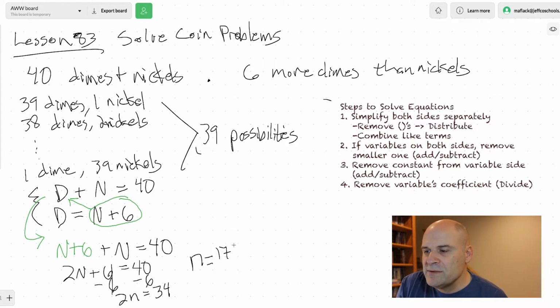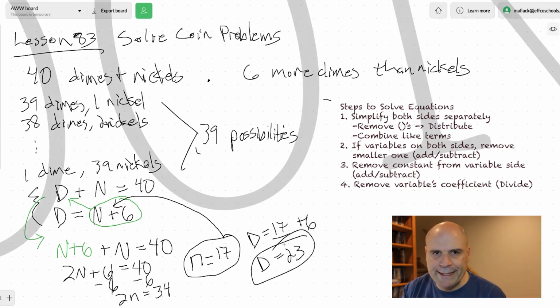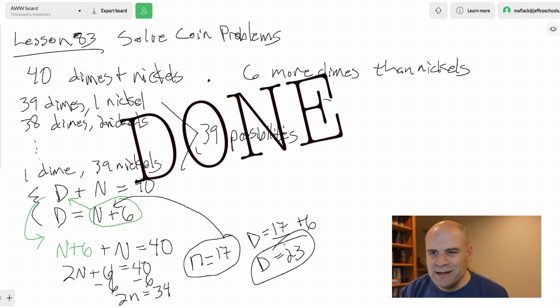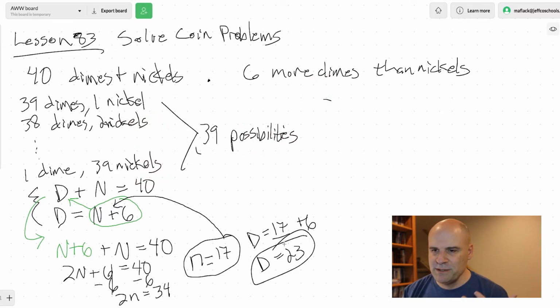So if n equals 17, now I can substitute that value in right there. So now my D is going to be whatever n is, 17 plus 6. So number of dimes equals 23. Okay, done. I switched from uppercase to lowercase just because it was weird for me to do an uppercase N. Hopefully you're not confused, but I feel a lot better with lowercase n's.